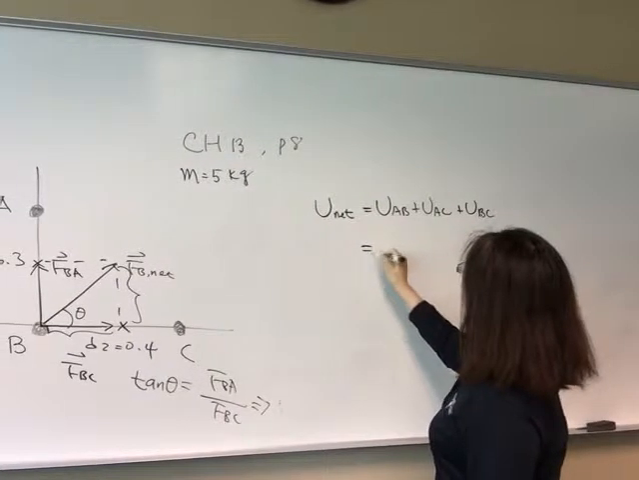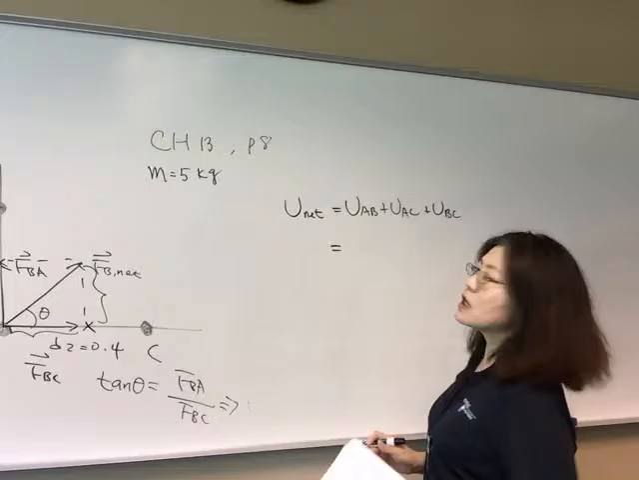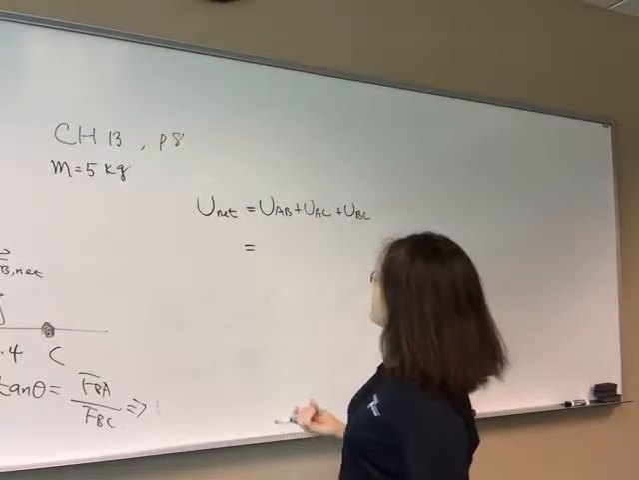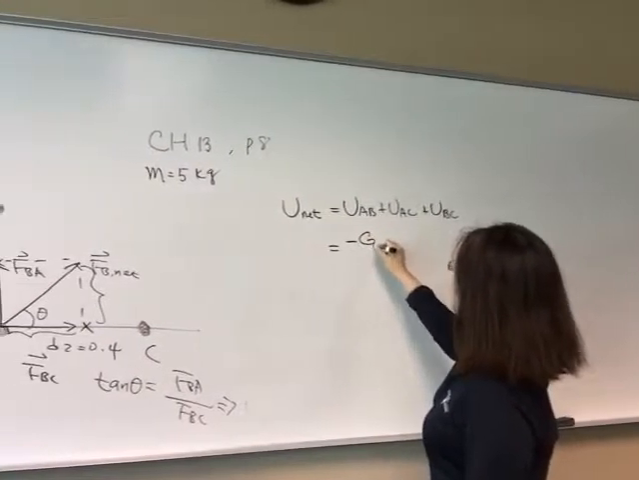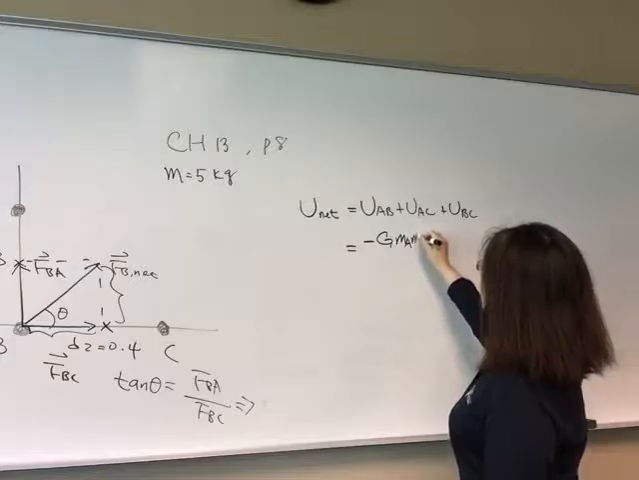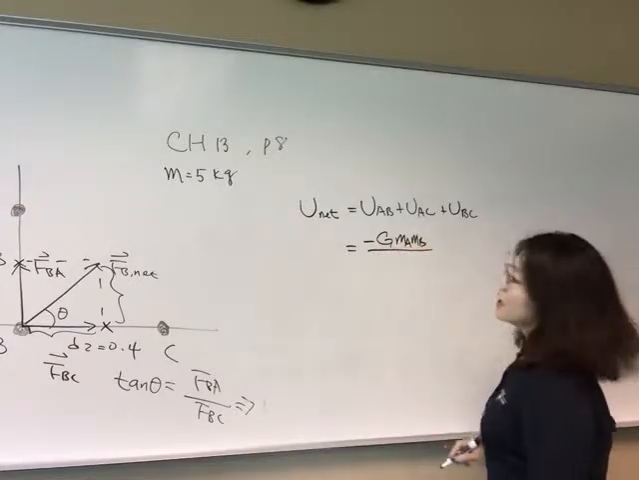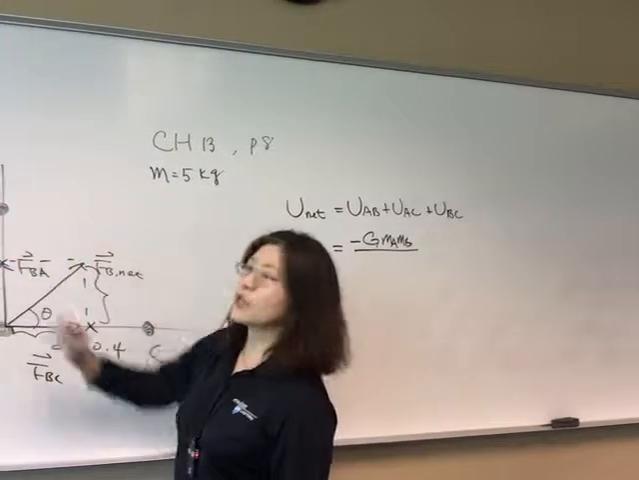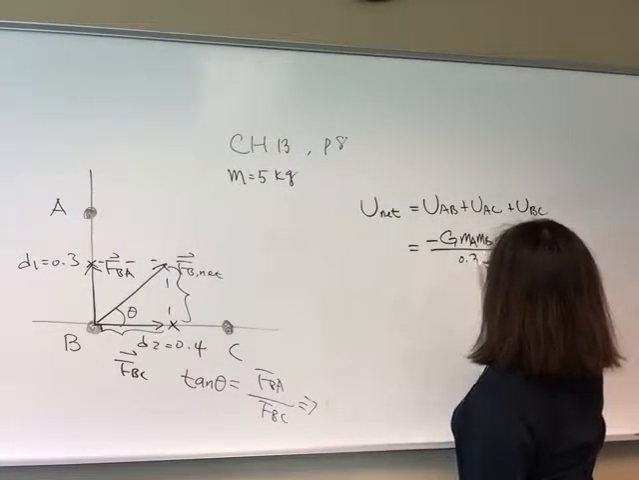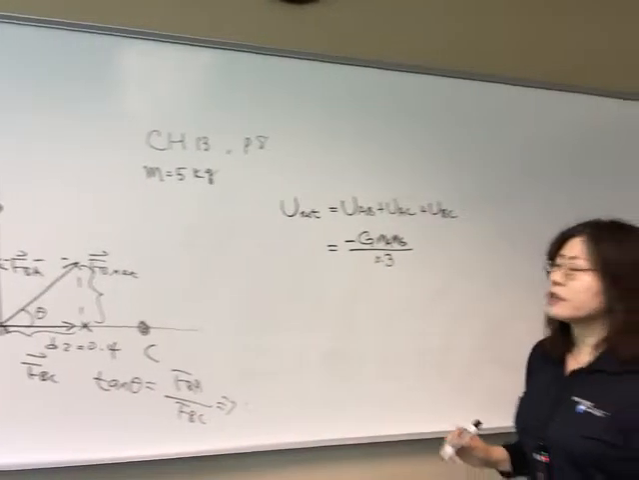And then what we want to do is use the equation. So what is the equation for gravitational potential energy? That will be negative G, mass A, mass B, over the separation between them. For A and B, the separation is 0.3. So you have this. Remember, do not square it because this is energy.